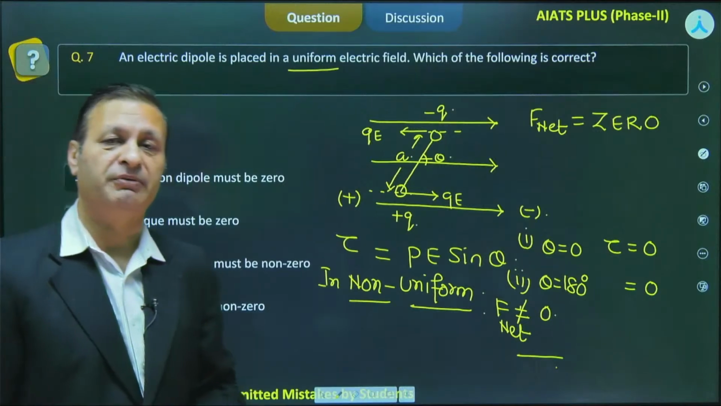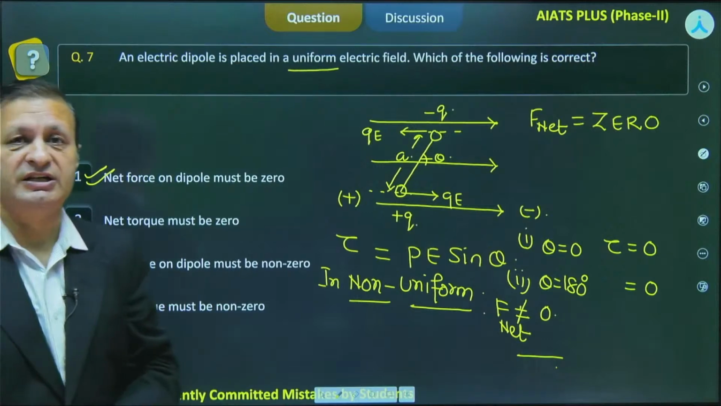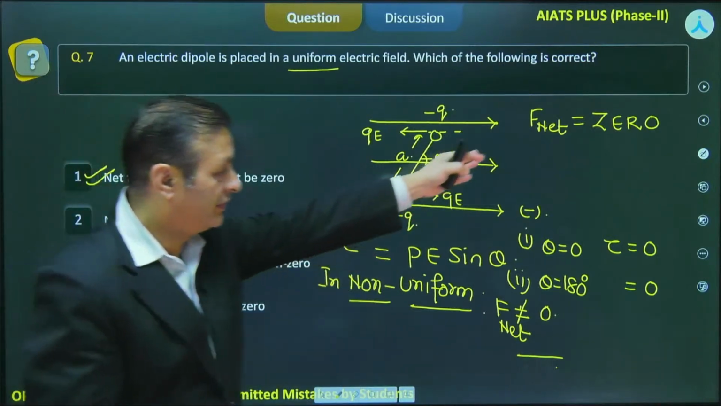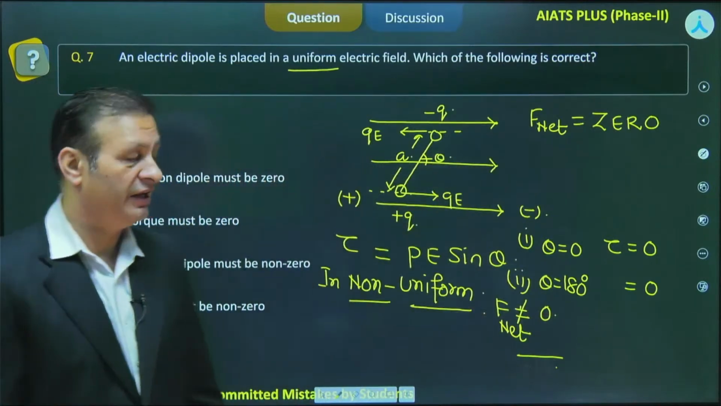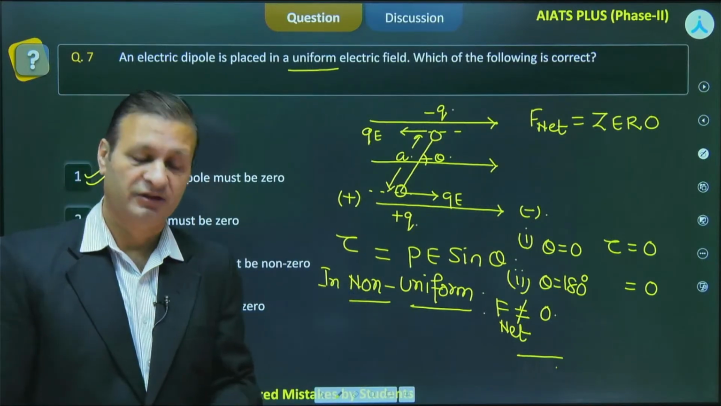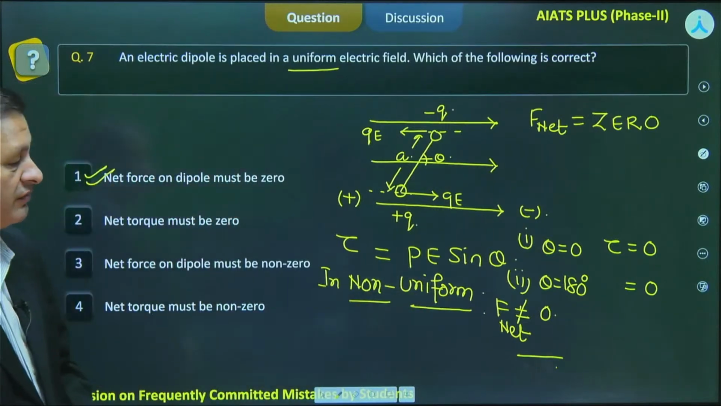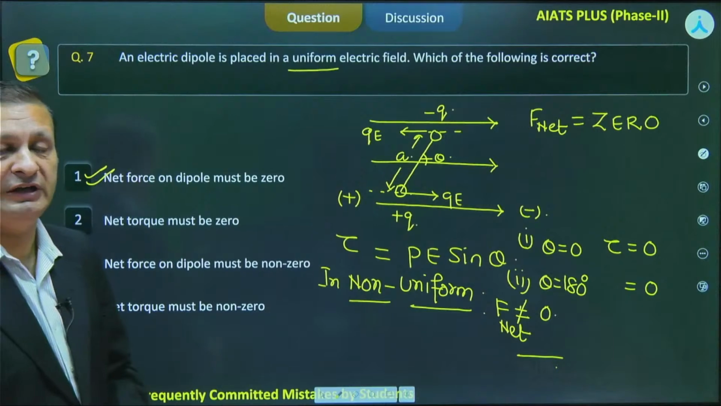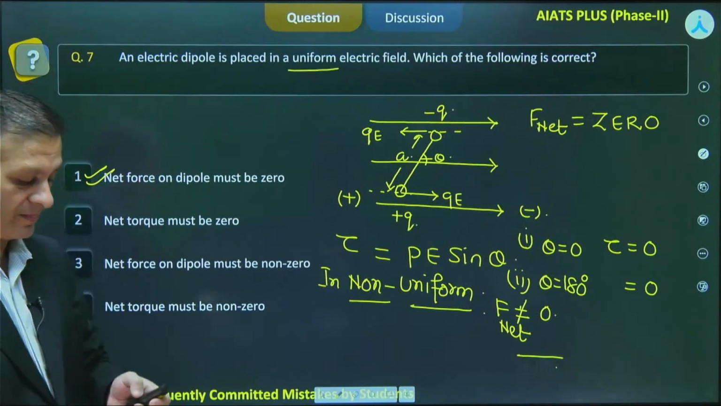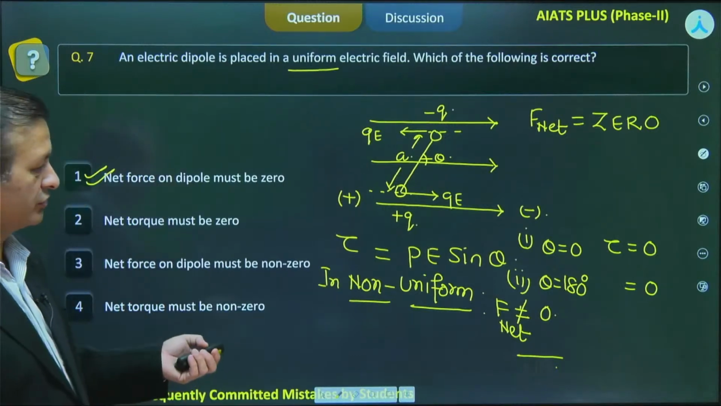We have to be very particular while answering. When there is a uniform electric field, the net force has to be 0. If there is a non-uniform field, then there may be a force. In the general case, we simply say that in a non-uniform field, this force may have some non-zero value.